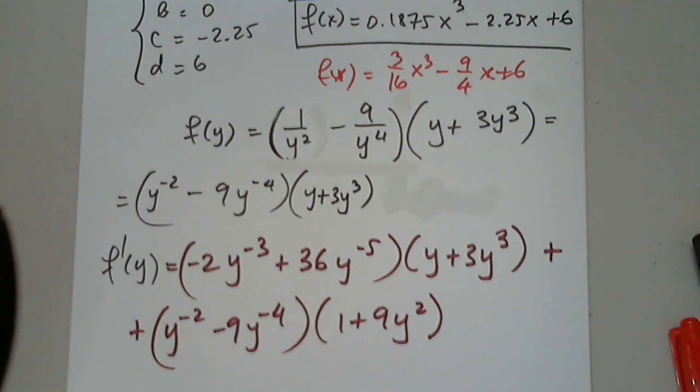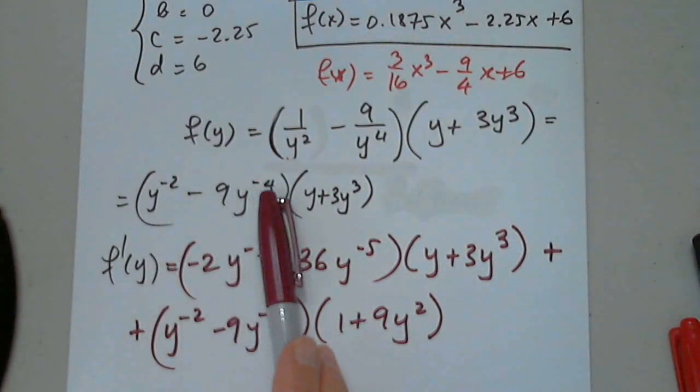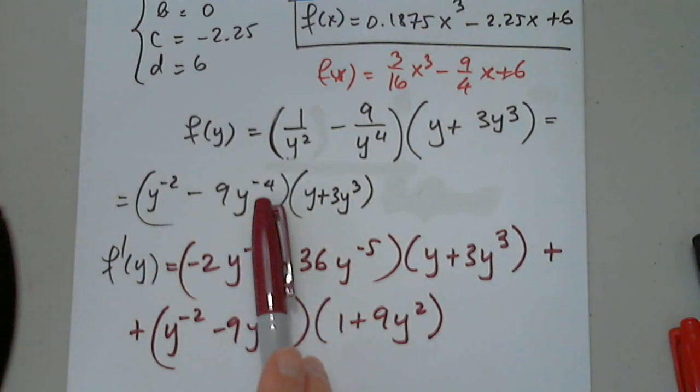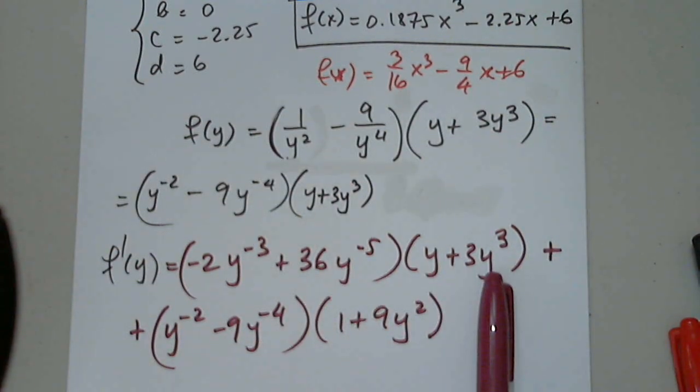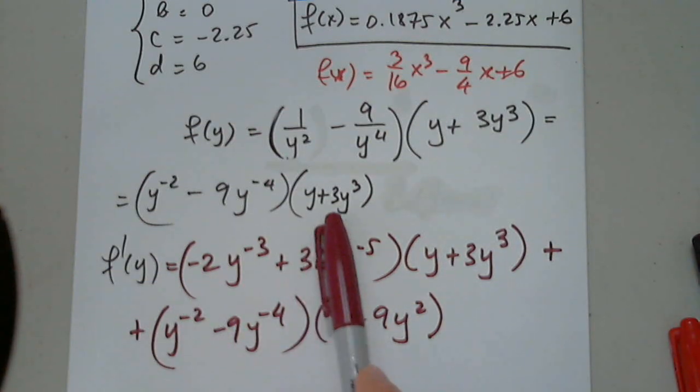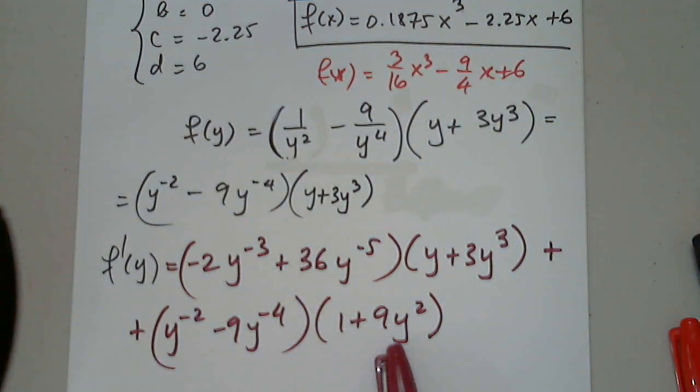Was this clear? So negative 2y to negative 3, negative 4 times negative 9 is positive 36, and I subtract 1 from the power, and I copy the second function, plus I copy the first one, and now I differentiate the second one, 1 plus 9y squared. Is this clear, or does it need more? Yeah, it's clear. I don't know exactly how they want the answer, though. Well, I think they wanted it more simplified, but they just expanded it more.